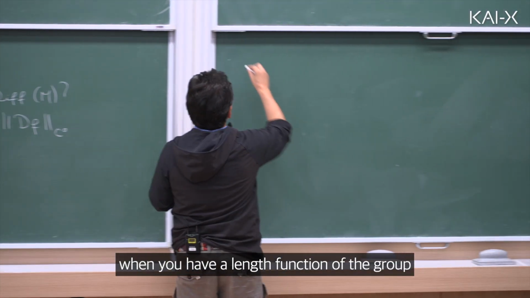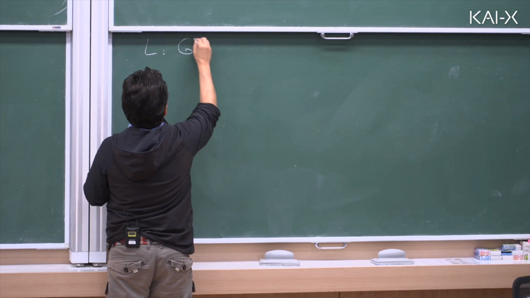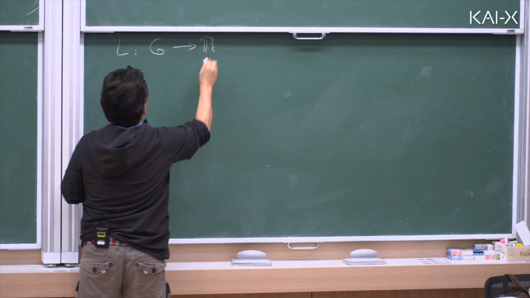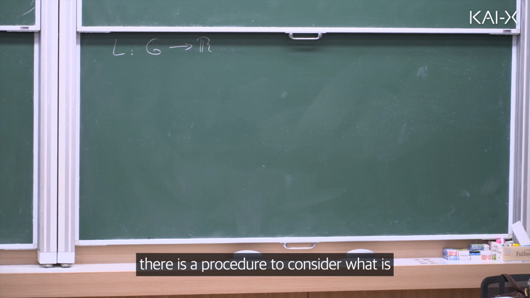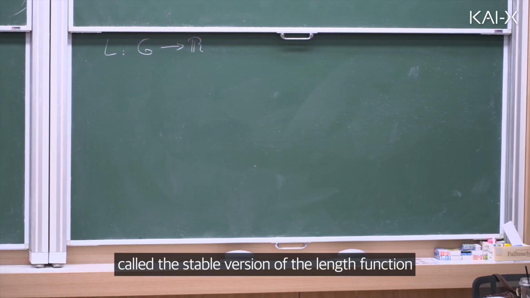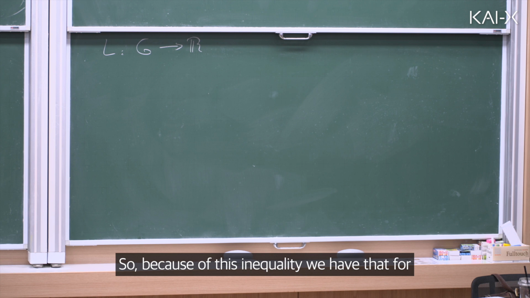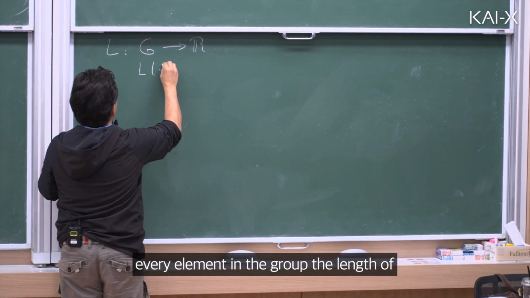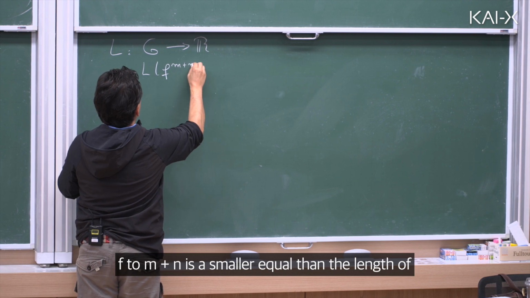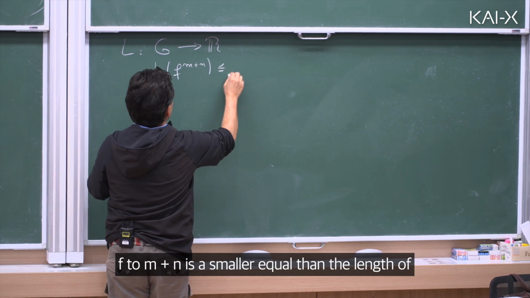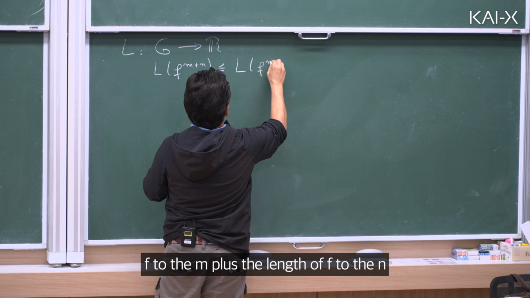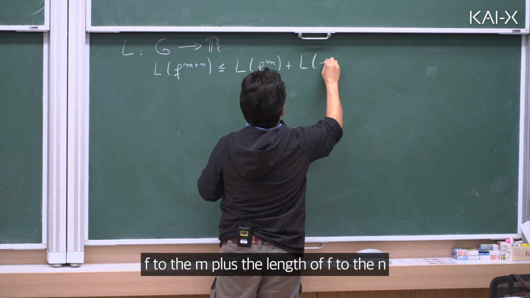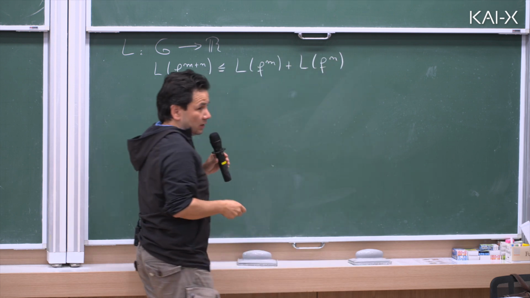Let me just say something. When you have a length function on a group, there is a procedure to consider what is called the stable version of the length function. Because of this inequality, we have that for every element in the group, the length of f to the n plus n is smaller or equal than the length of f to the n plus the length of f to the n. Okay?